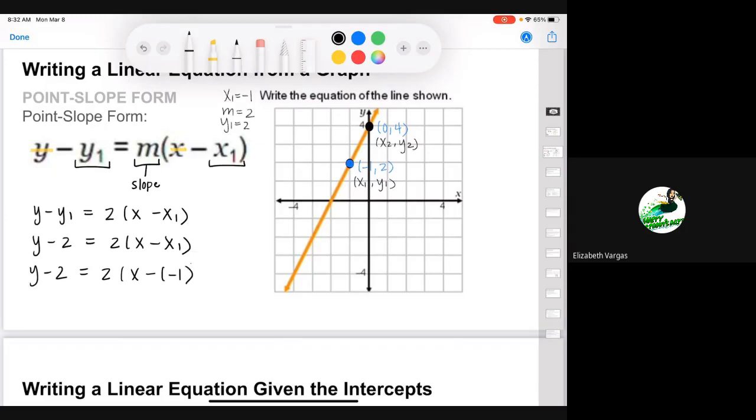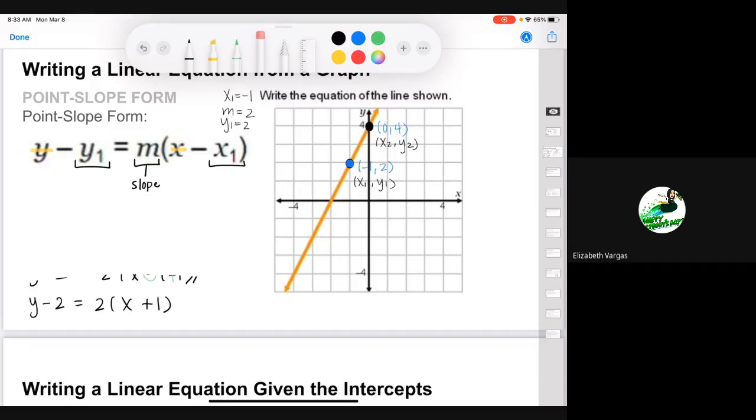Like this. I want to see if I can simplify it all. This becomes a plus 1. Why? Well, because if I distributed this negative over here, this would become a positive. And so that's why I get 2x plus 1. Okay? So now I have it in point slope form.